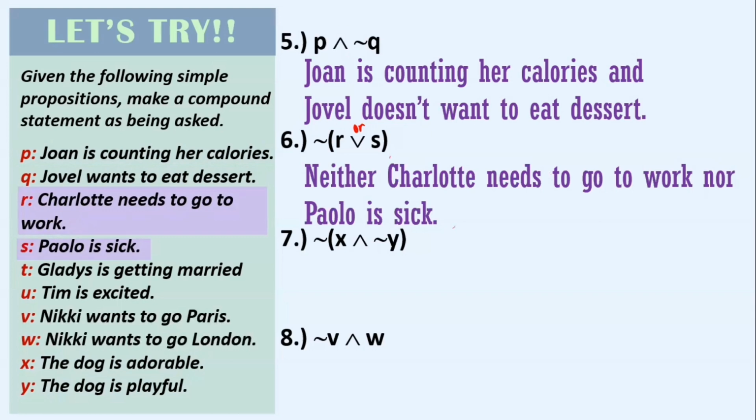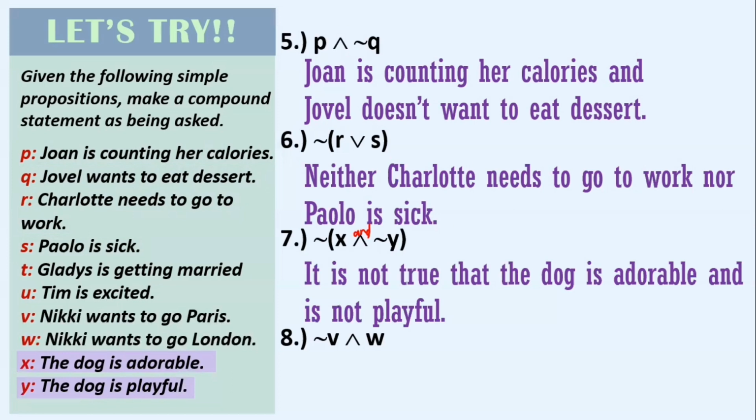Next is number 7. The whole compound proposition is negated, and the operator we used is "and," with the Y proposition negated. We take X and Y: the dog is adorable, the dog is playful. Since the whole statement is negated, we can use "it is not true that." So: it is not true that the dog is adorable, this is our X, and not playful, the negation of Y. It is not true that the dog is adorable and is not playful.